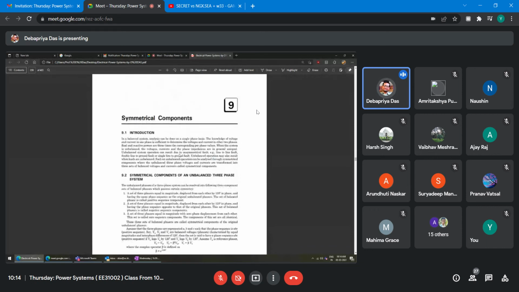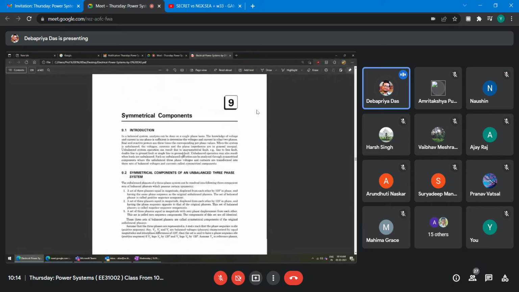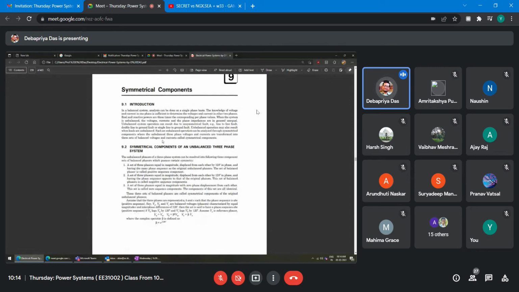But here we have to study from here, right? Symmetrical components. Basically, sometimes when the system is unbalanced, we can make the phase voltages or currents into three different components: the positive sequence component, the negative sequence component, and the zero sequence component, right? In the short introduction written here, the knowledge of voltage and current in one phase is sufficient to determine the voltage and current of the other two phases, because in a balanced system the angle differs by 120 degrees, right? So real and reactive powers are three times the corresponding per phase values for a balanced system.